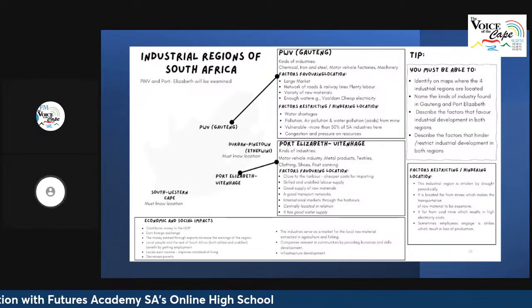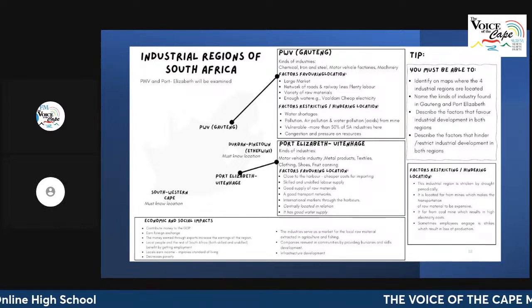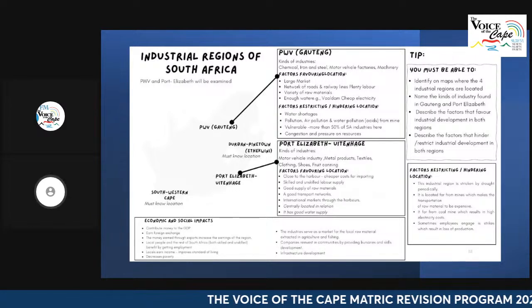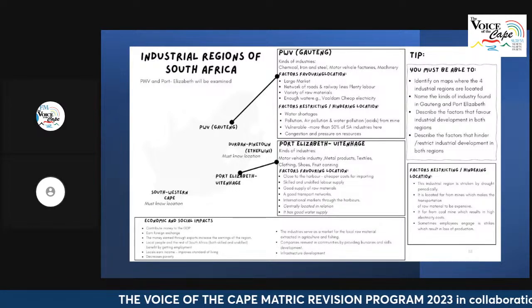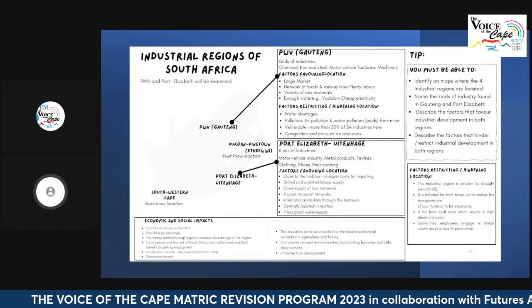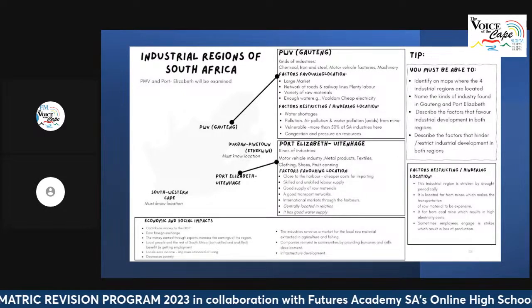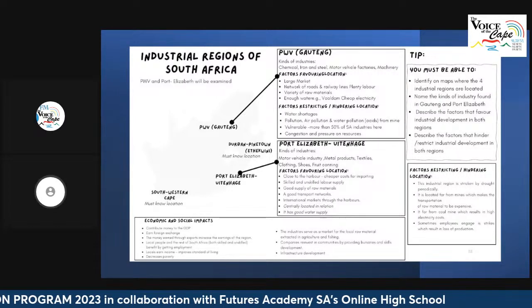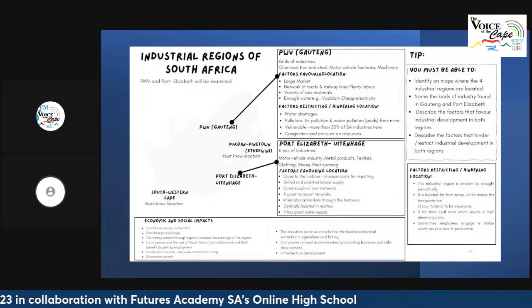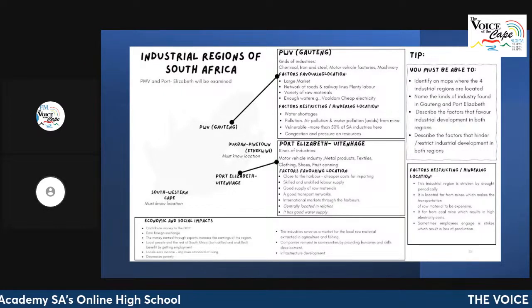What factors favor it? What factors hinder it? Remember, we have lots of different types of industries that are available in the PWV area in terms of chemical, iron, steel, motor vehicle, factories, machinery, etc. So what are the factors that favor it? What are the factors that restrict it? Port Elizabeth Uitenhage region. Also, factors that favor, factors that hinder.